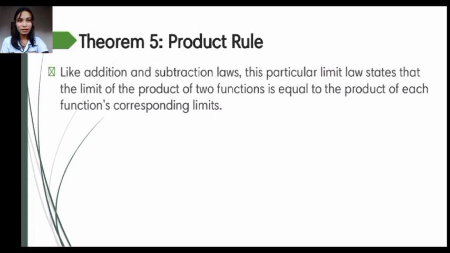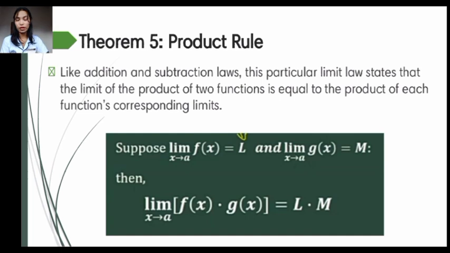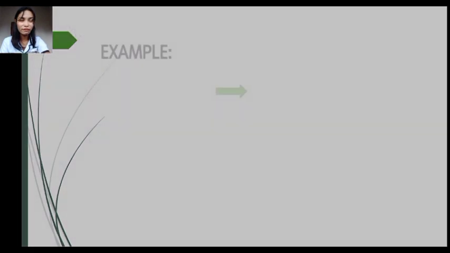So suppose we are given two functions that are separated by multiplication as their operation. Suppose we have the limit of f of x as x approaches 3 is equal to L, and the limit of g of x as x approaches 3 equals m. Then the limit of f of x multiplied by g of x as x approaches a is equal to L times m. So basically, we have to separately treat the limit of each function and then proceed to multiplication. Okay, so to understand more, let me give you an example.